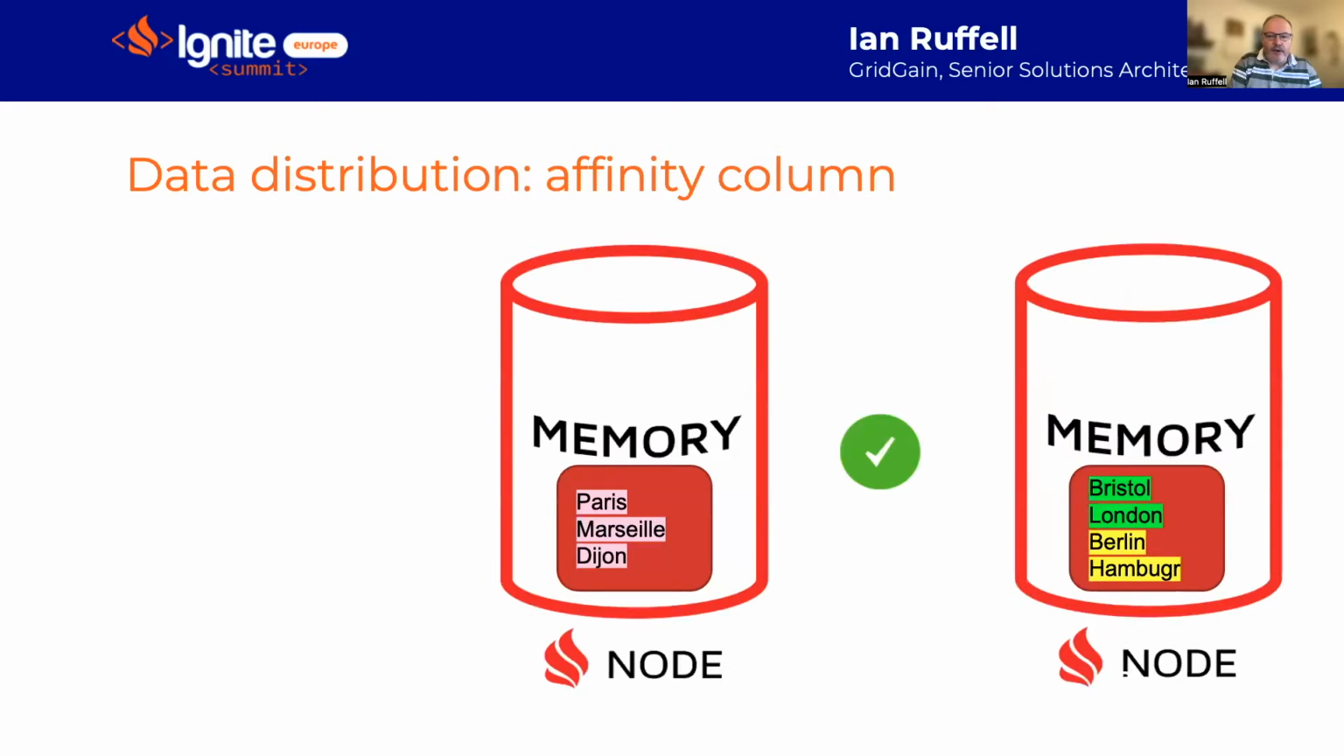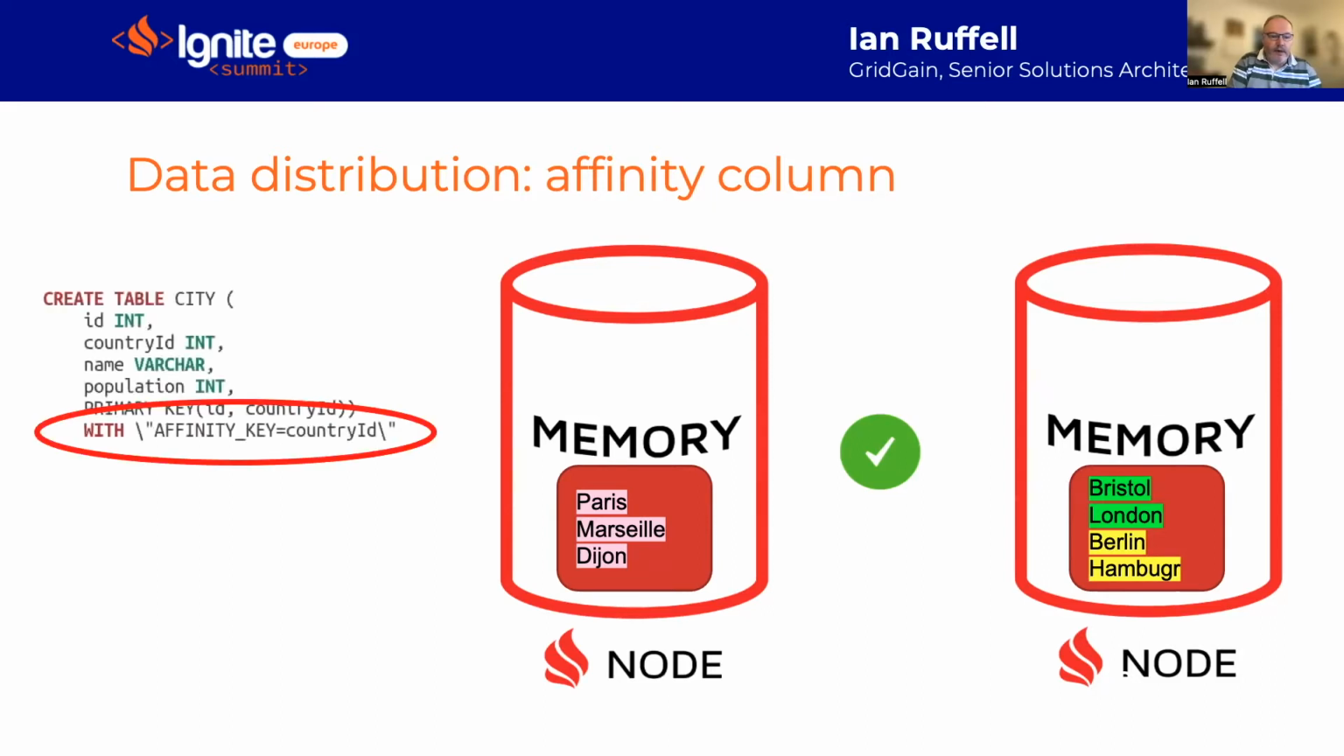So let's imagine a situation where we want to manipulate this layout and achieve a better performance for our query. So we do this by defining an affinity column for that. So in this case, what we're going to use is the country ID as our affinity key. So you see in the DDL there, we've got WITH affinity_key=country_id.